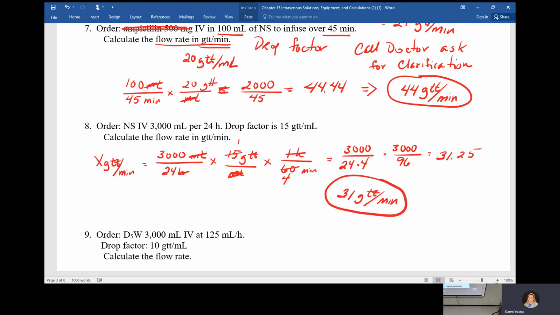You don't have to cancel. I remember that. I did the 15 into the 60, but you don't have to. You can multiply 3,000 times 15, 24 times 60, and divide that out. You just got great big difference between the two.